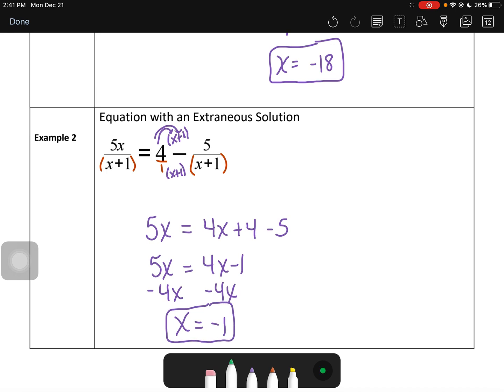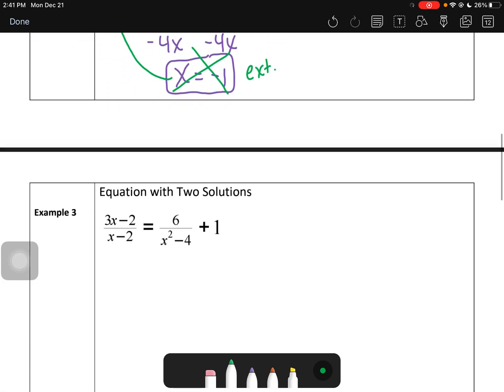However, we can see that if we were to replace x with a negative 1, we'd have negative 1 plus 1, which would equal 0, and we cannot have 0 in the denominator of a fraction. So even though we solved this correctly, this is an extraneous solution, and so we would not have a solution on this one.